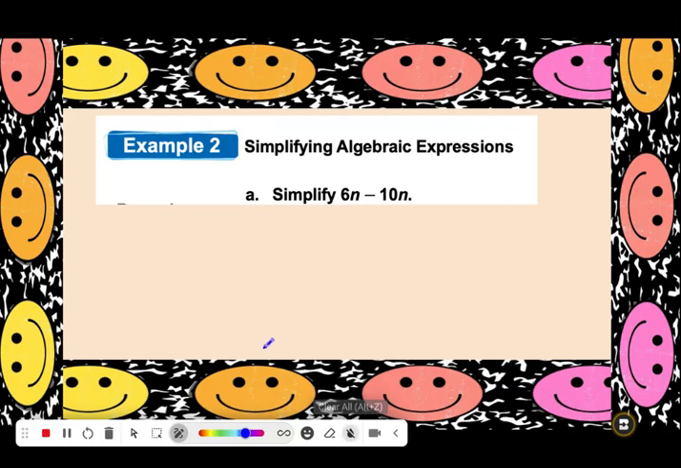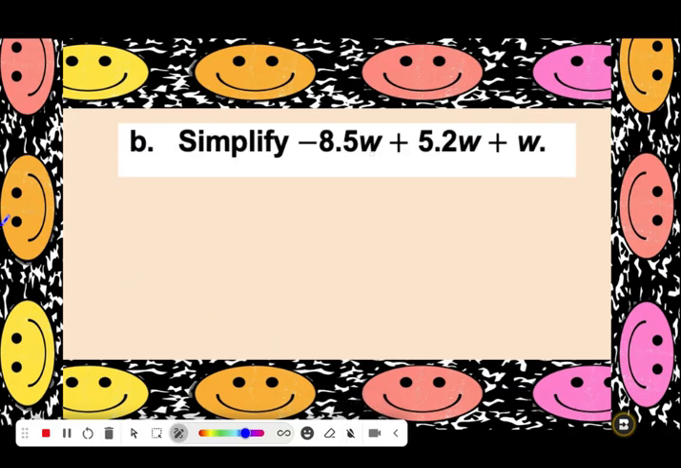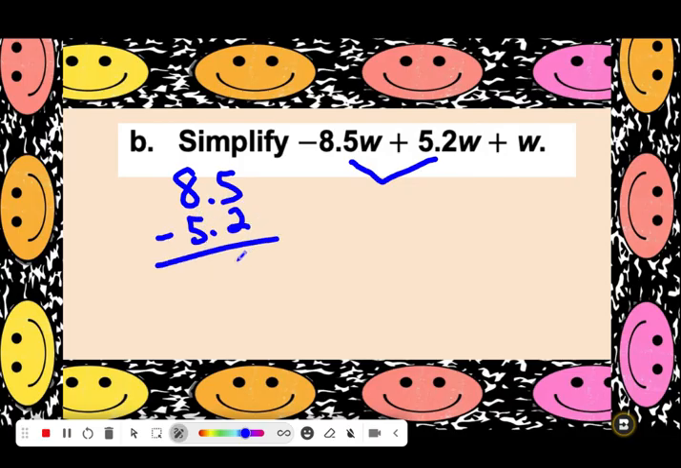Try another one. We have -8.5w plus 5.2w, and we have a w. They're all like terms, so we just need to combine them. We have -8.5 plus 5.2. Signs are different, so find the difference. We're going to subtract them. That's -3.3w. Plus we have 1w.